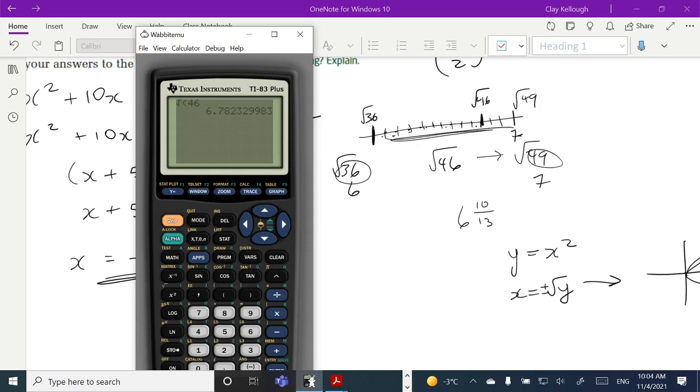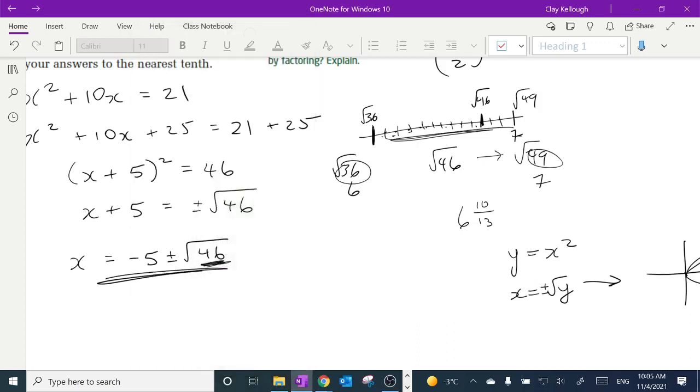6.78. What is 6 10/13? It's a pretty good estimate. I'm off by 2/100. So there you go. So if you really want a good estimate, think fractions actually instead of decimals.